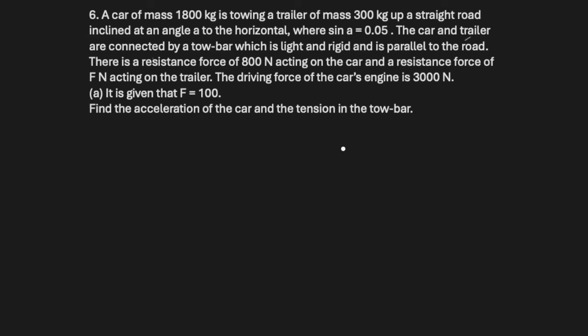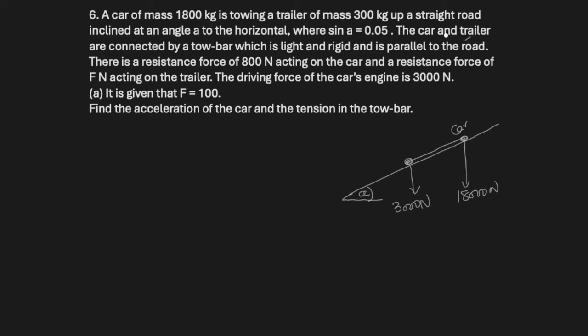Question number 6. A car of mass 1800 kg is towing a trailer of mass 300 kg up a straight road incline at an angle A where sine A is 0.05. So let's do it. This is the car. Its weight is 18,000 newtons, 1800 times 10. It is towing a trailer. Its weight will be 3,000 newtons. Okay, this is angle A.